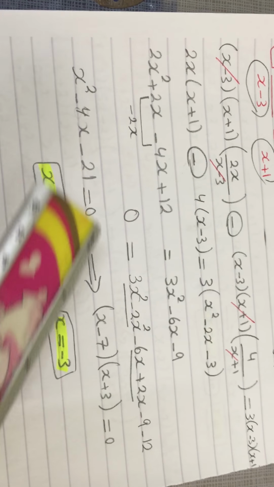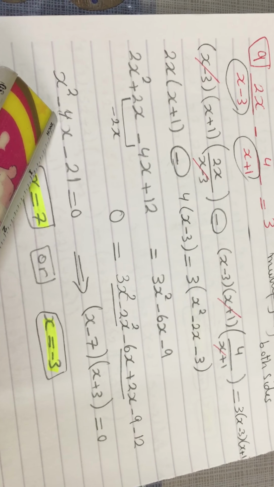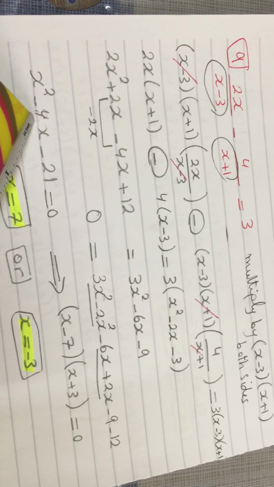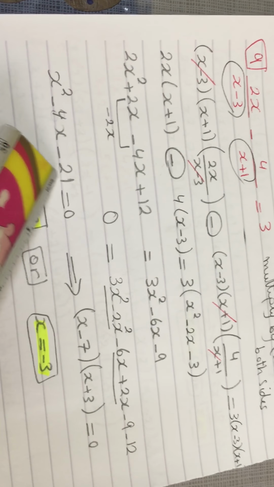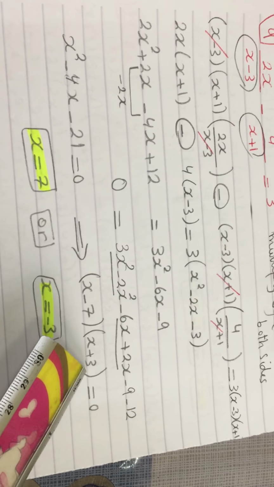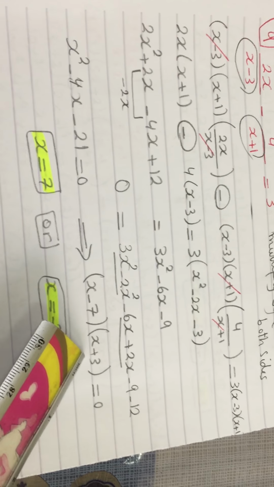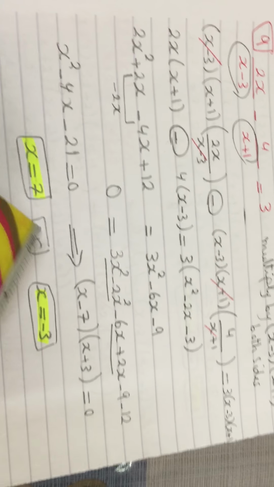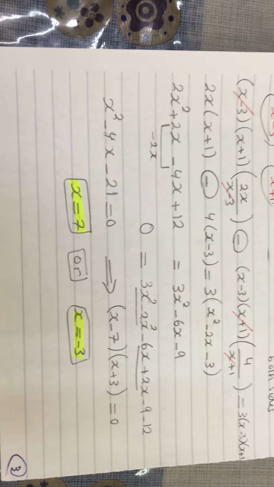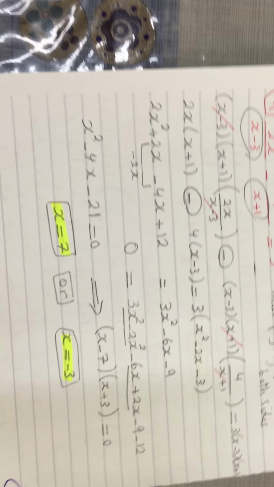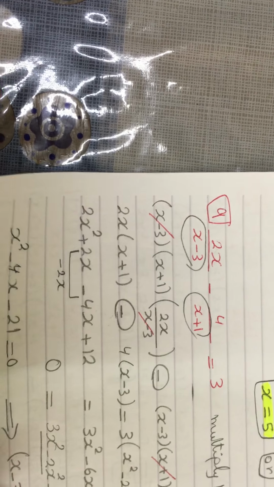Negative 21 comes from positive and negative. I want the middle term to be negative, so I'll give the bigger number the negative sign. 21 comes from 3 and 7, so I'll give 7 negative and 3 positive. Maybe this bracket equals 0 or this bracket equals 0, so x equals 7 or x equals negative 3. If you revise this exercise, you will find the same answer, but another way.